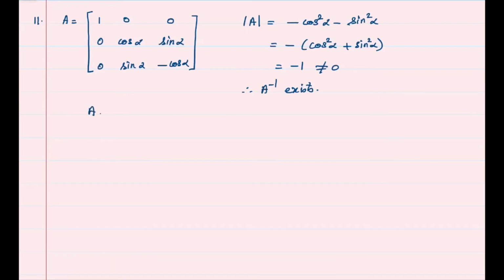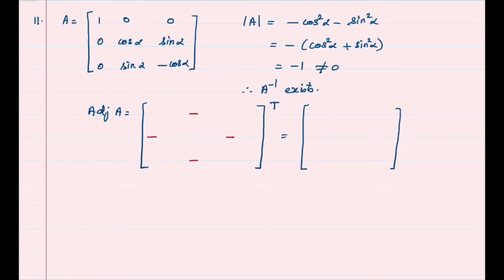Now, we will find the adjoint of matrix A, which is the transpose of the cofactors. Don't forget the transposing step. Cofactor of 1 is minus cos square alpha minus sin square alpha, which is minus 1. Cofactor of the next element 0 is 0 minus 0. Cofactor of the next element is also 0. Cofactor of this element is 0.